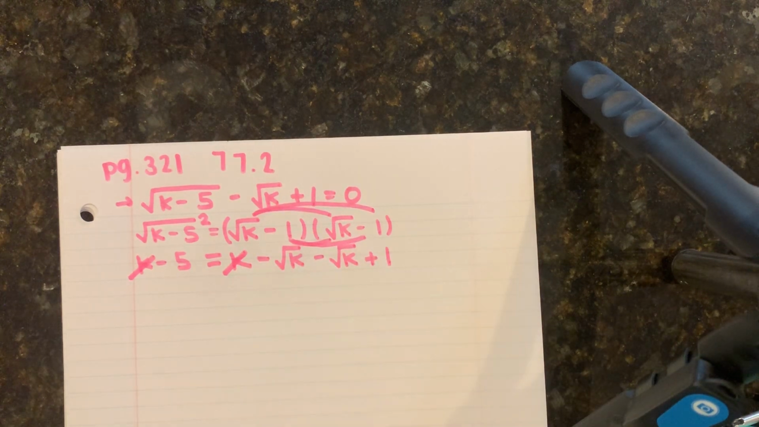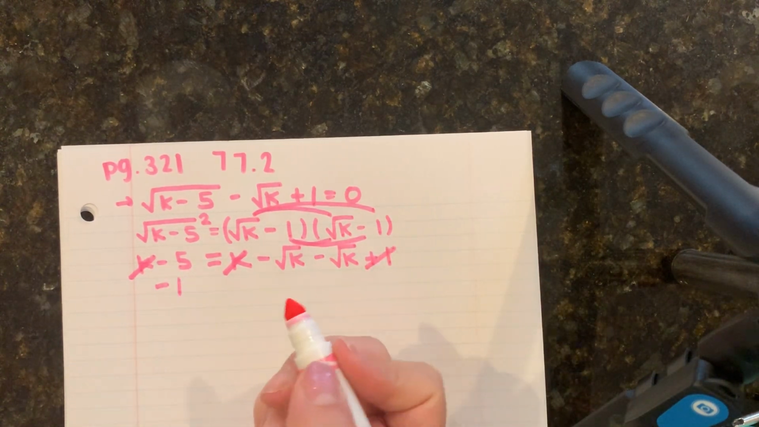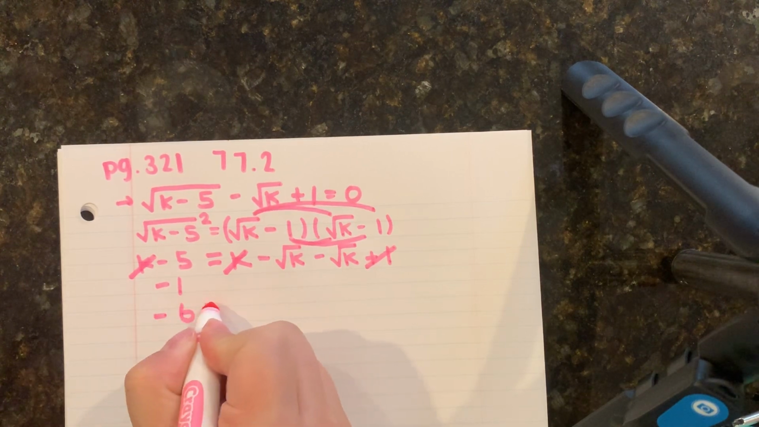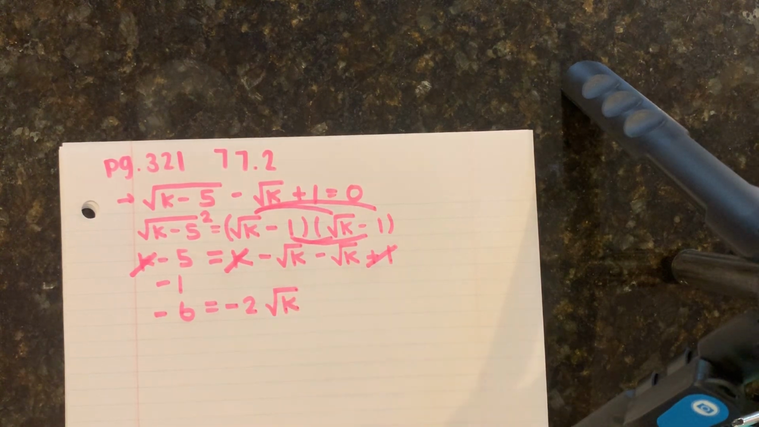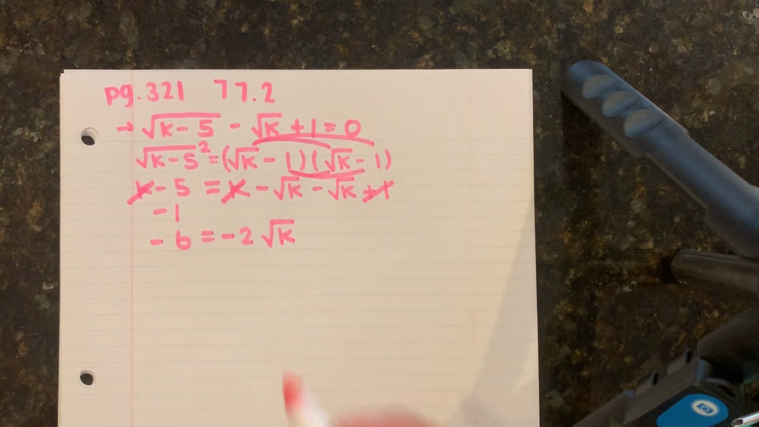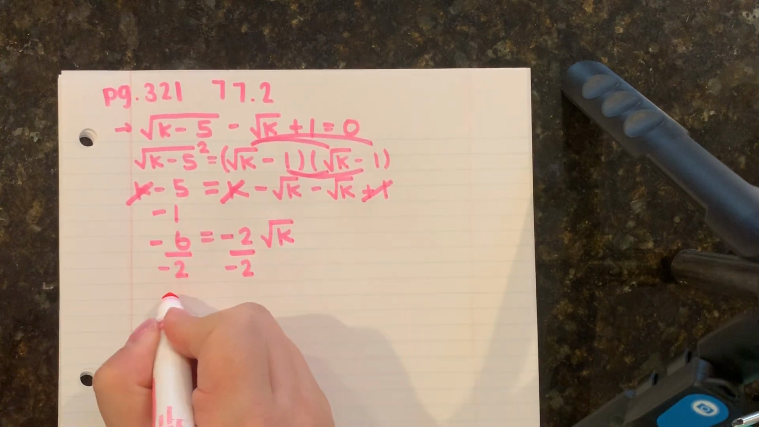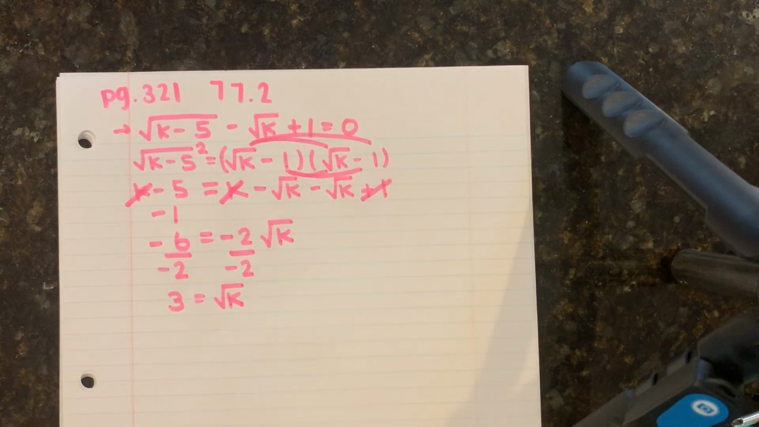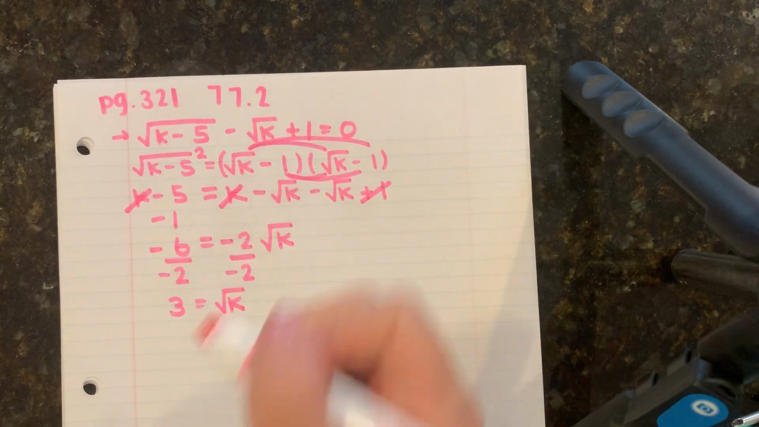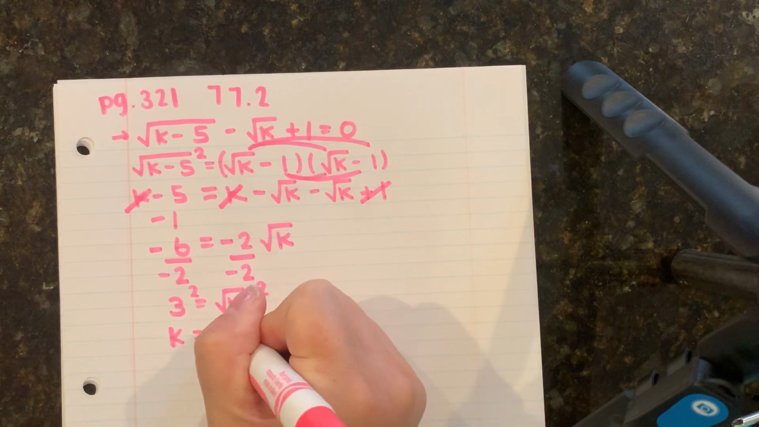But I have to get the square root by itself again. So I'm going to start by moving the 1 to the other side. So I'm going to subtract 1. That will give us negative 6 is equal to negative 2 square root k. So I'm trying to get that square root of k by itself. So I'm going to divide both sides by negative 2. And that will give me 3 is equal to the square root of k. Now, you get rid of the square root by squaring both sides. So I'm going to square both sides, and I get k is equal to 9.